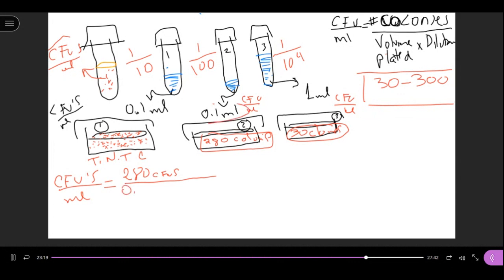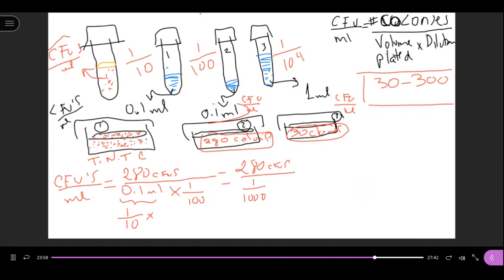Okay. CFUs per mil: number of colonies 280, volume plated 0.1 mil, times the dilution factor, which is 1 to 100. That's the dilution factor for tube number 2. You do the math, 280 CFUs over 0.1 is essentially a 1/10. So you're multiplying 1/10 over 1 to 100, which gives you 1 to 1,000. Now, this is mils, don't forget the units.